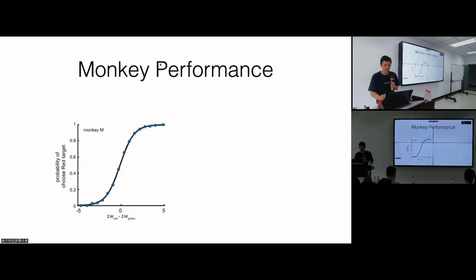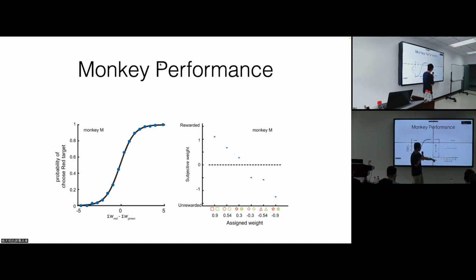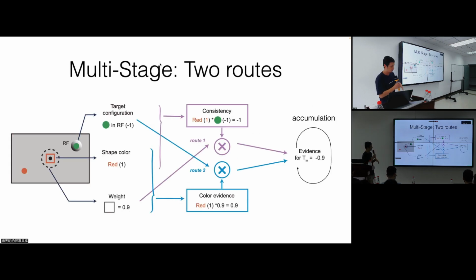All right. And now again, we can show you the monkey does this. So the percentage choice of choosing red target is now the total weight of the red target minus the total weight of green target. And again, if we do logistic regression, we can show that regardless of the color, red and green, they always have a nice relationship depending on the assigned weights of these shapes. So the monkey knows the weights associated with each shape.